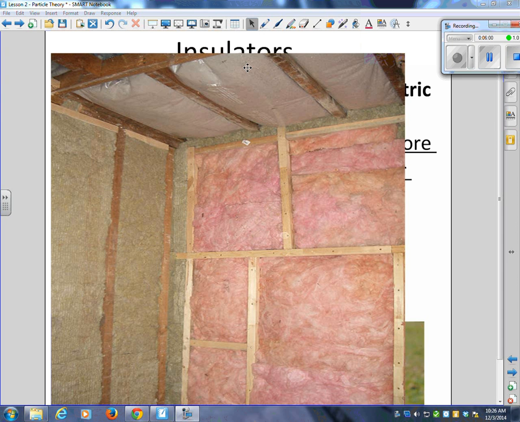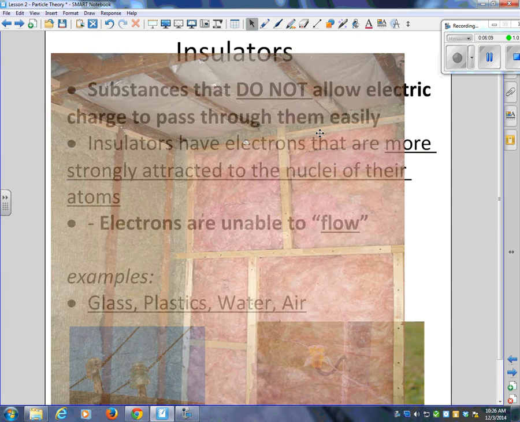Insulators. Is that what I'm talking about? No. Someone's basement insulators or attic? No, I'm not talking about that.